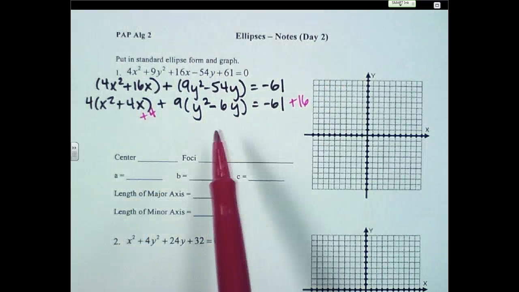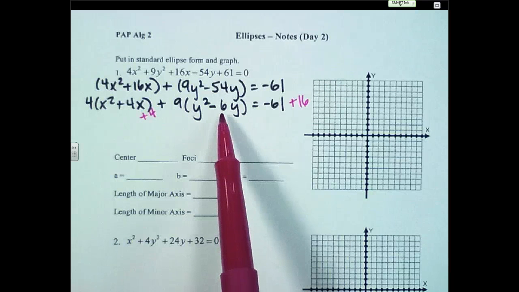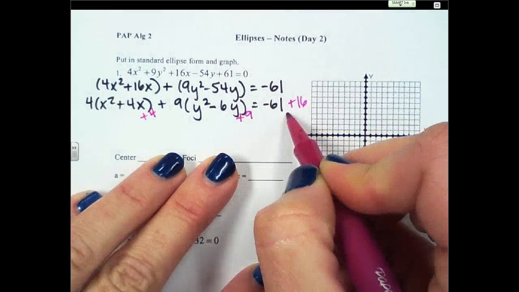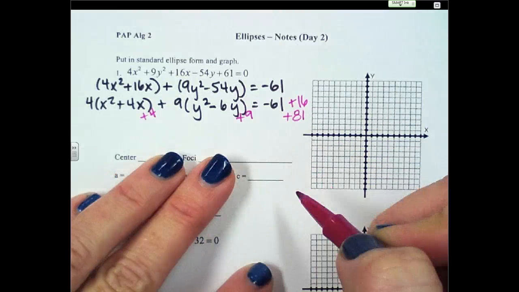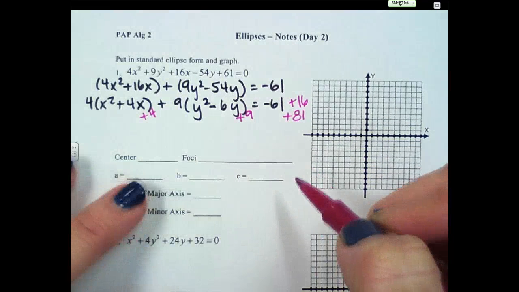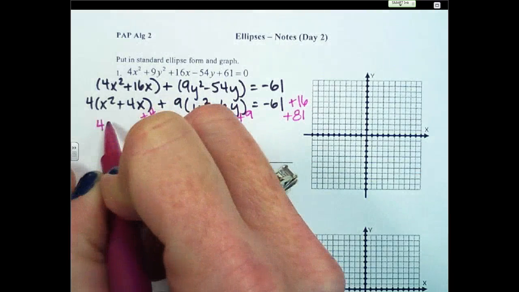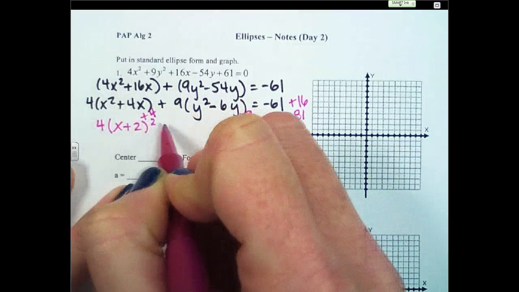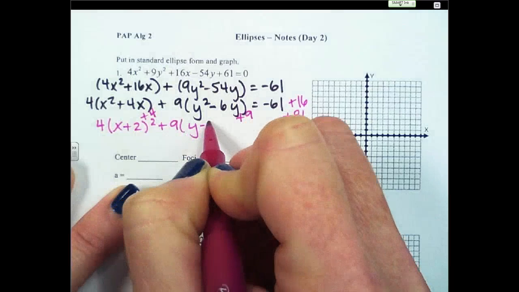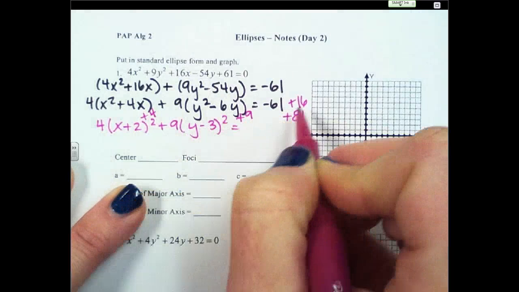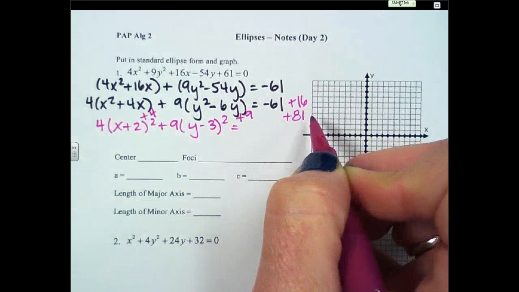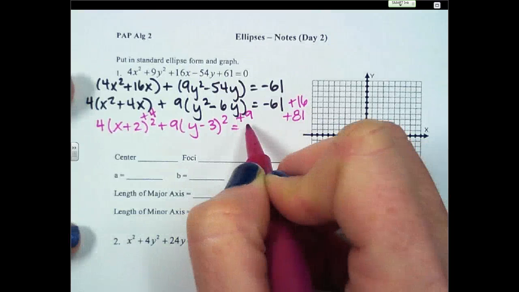Now on here, half of negative 6 is negative 3. Negative 3 squared is 9. So you're going to add 9. But actually 9 times 9 is 81. So to clean it up a little bit, you end up with 4 times x plus 2 squared plus 9 times y minus 3 squared equals, and on the calculator you put all these together, the negative 61, the 16, and the 81. And you end up with 36.